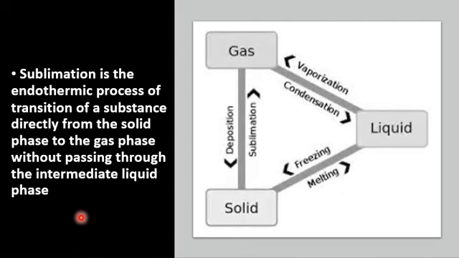So dear student, in the sublimation process, initially the solid precursor is heated and converted into a gaseous phase. The conversion of a solid phase into a gaseous phase is known as sublimation, whereas alternatively the conversion of a gaseous phase into a solid phase is known as deposition.